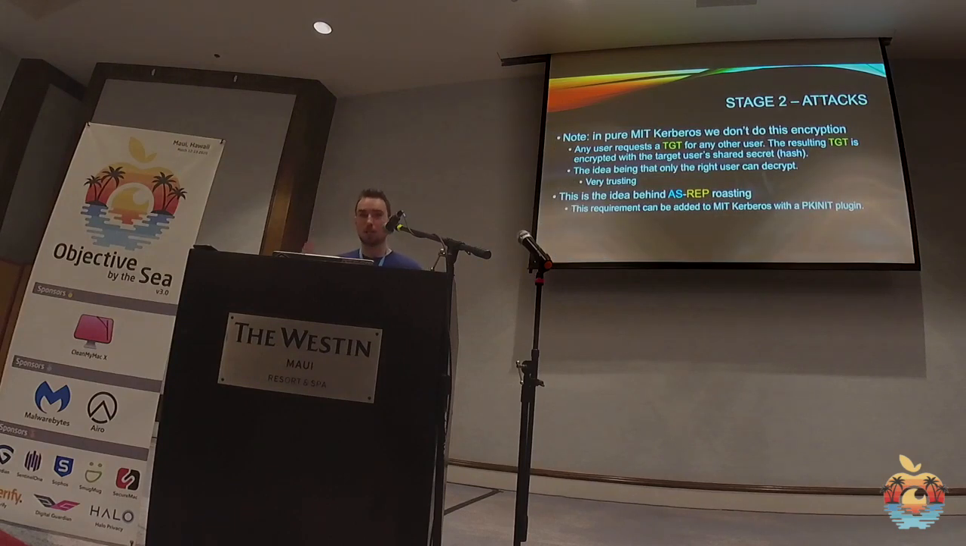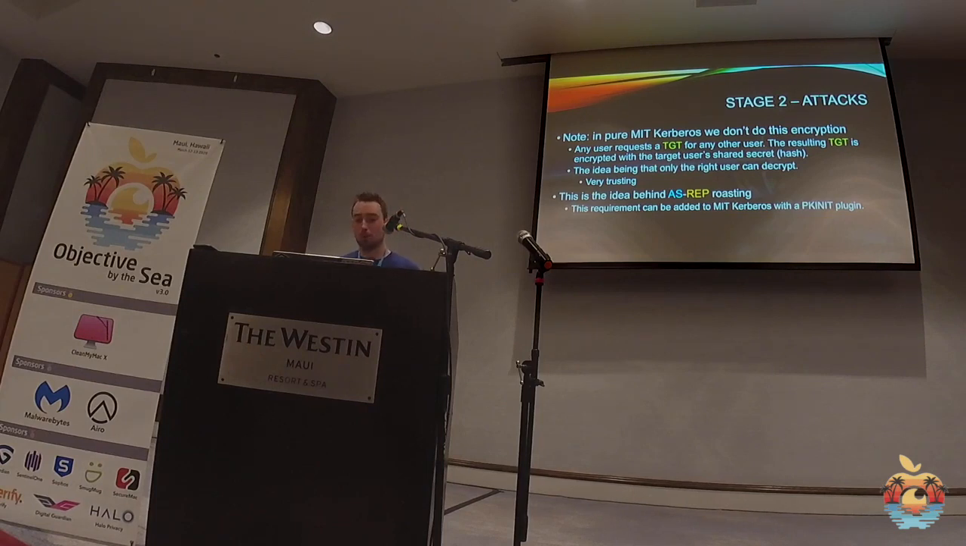So what kind of attacks can happen here in stage 2? One thing to note is that this encrypted timestamp is a Windows thing. Traditional MIT Kerberos doesn't have this requirement. The idea being that if you request a TGT as that user, it doesn't matter if you don't prove that you're that user, because part of the data will be encrypted with that user's hash. So if you don't have that hash, if you're not that user, you can't decrypt it. All good, go home, boys.